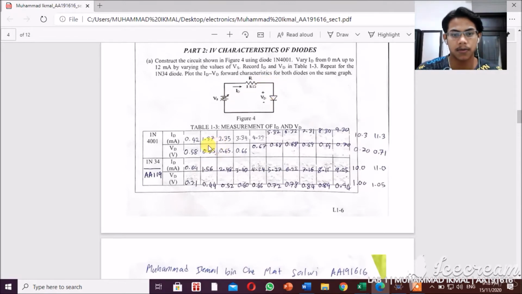So the measurement that I get for ID and VD is here, and I use 1 volt for each of the bots. So 1 volt for bot number 1, 2 volt for bot number 2, and so on until I get 12 volt for the voltage source.